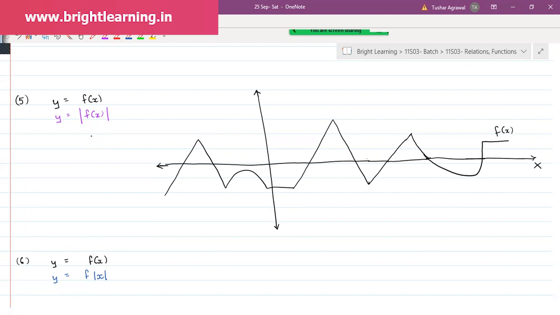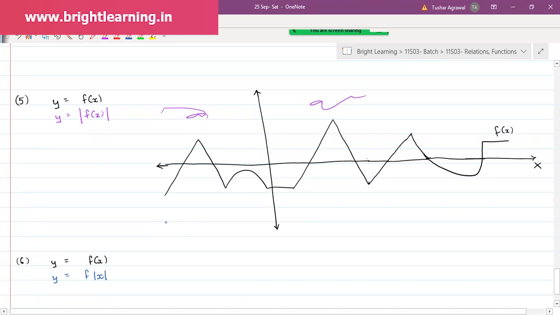The image of x equal to -2 will be positive. For x equal to -3, the image will be positive. F of -3, whatever it may be, positive or negative, I don't know. F may be positive, F may be negative, but the modulus will become positive. So the purple graph will always lie above the x-axis, in the first quadrant and the second quadrant. Do you realize this? The purple graph always has to be positive, so it should be above the x-axis.